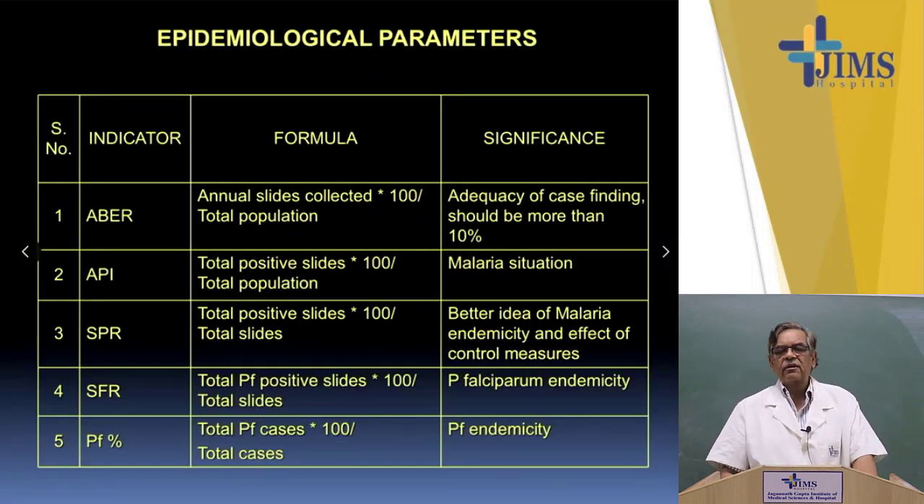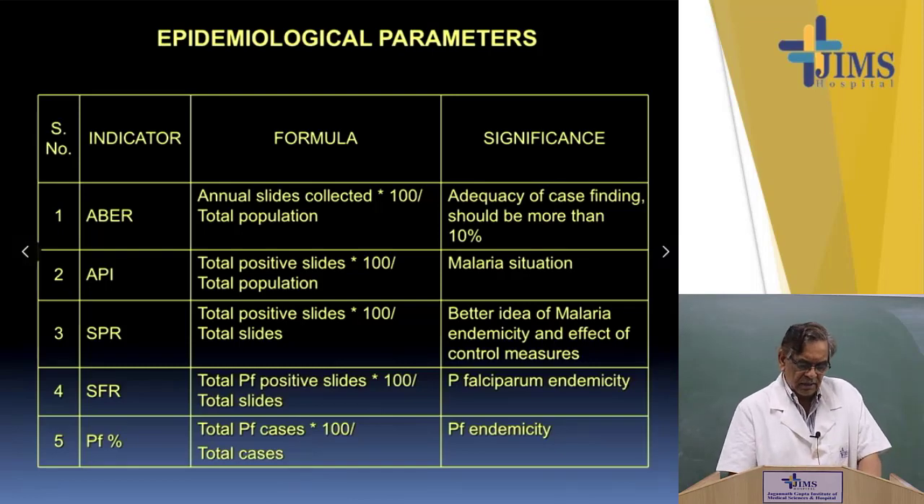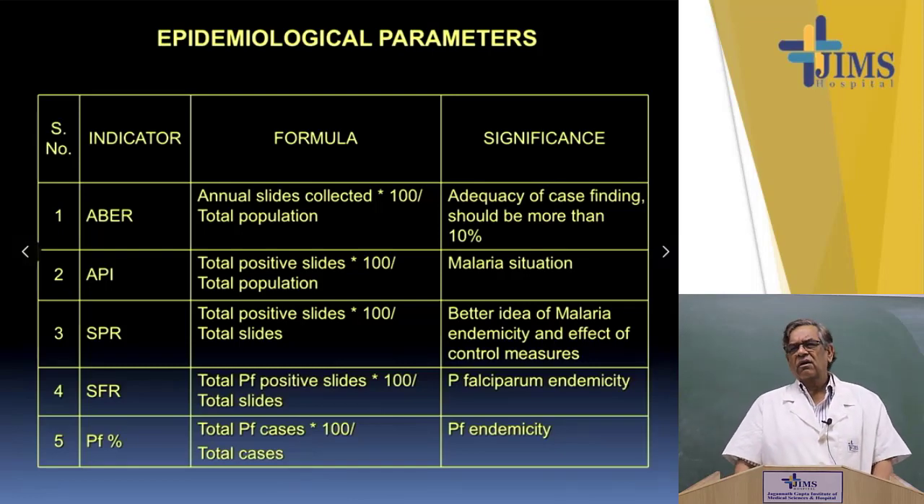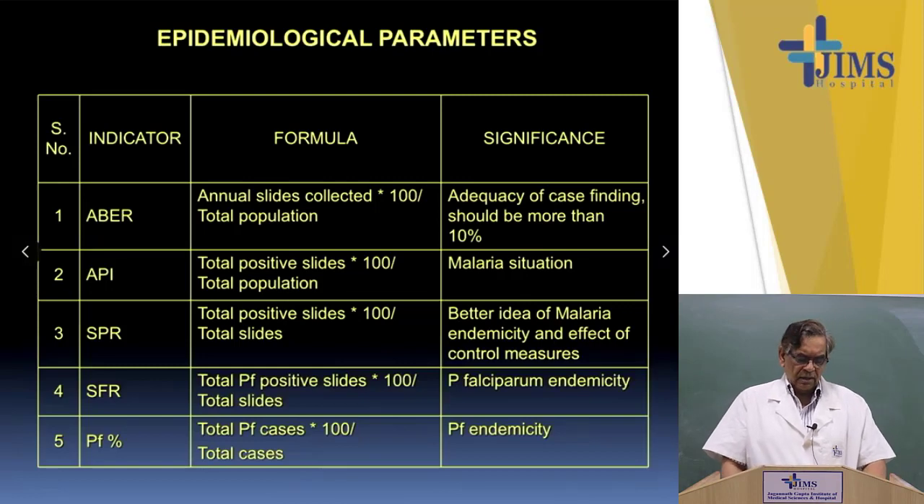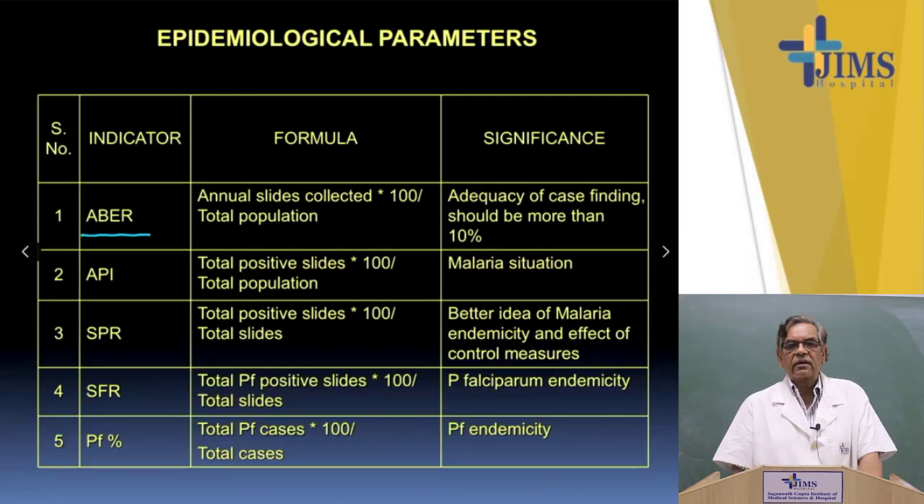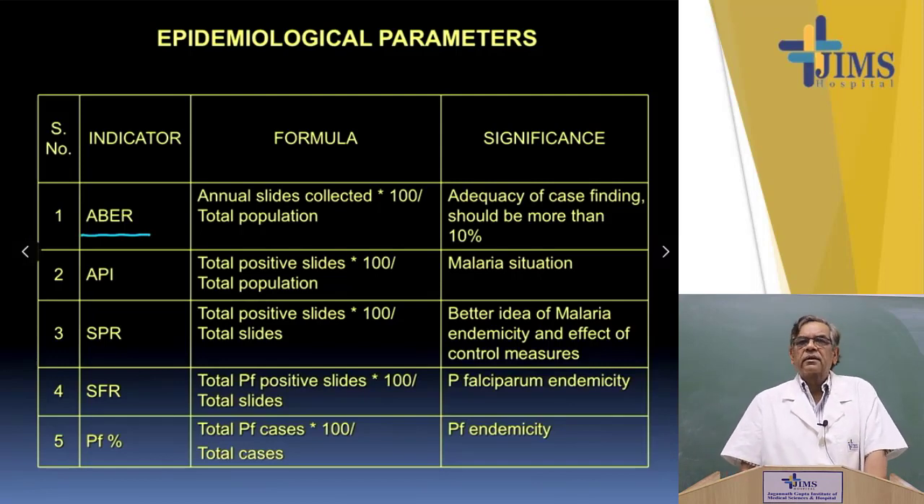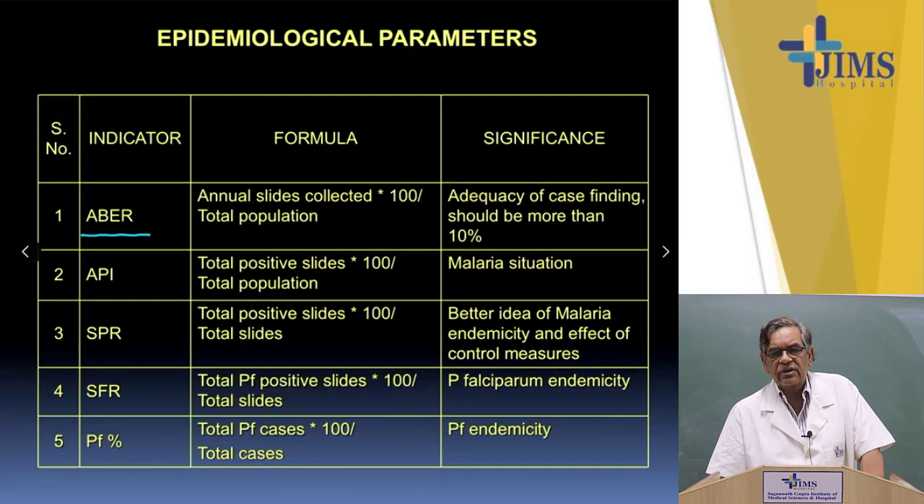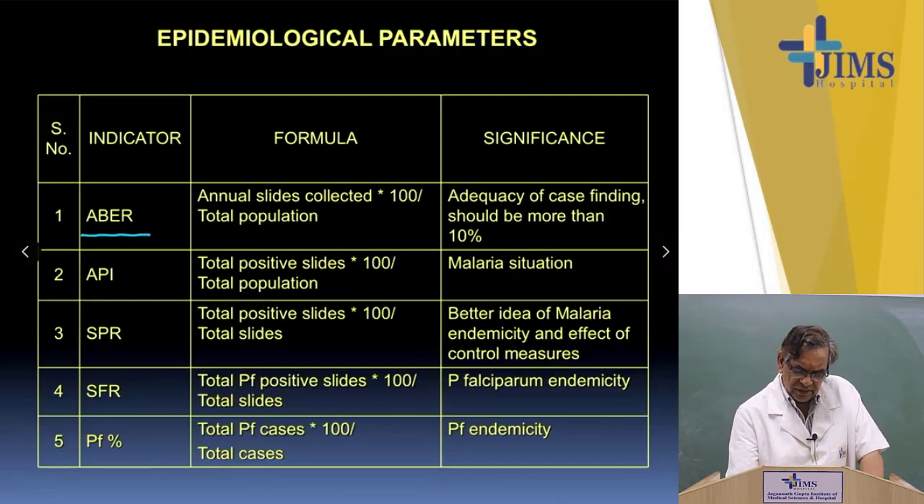There are certain epidemiological parameters which we must know. Number one, these are all based on a lot of the surveillance machinery, and one of them is the annual blood examination rate, ABER. Normally, when we talk in terms of annual blood examination rate, the number of fever cases, 10% of the population have fever per year. We assume that all these fever cases could be a case of suspected malaria.